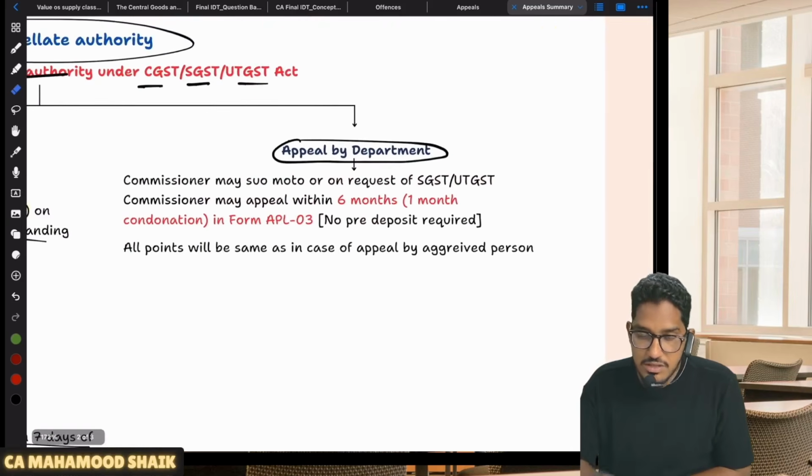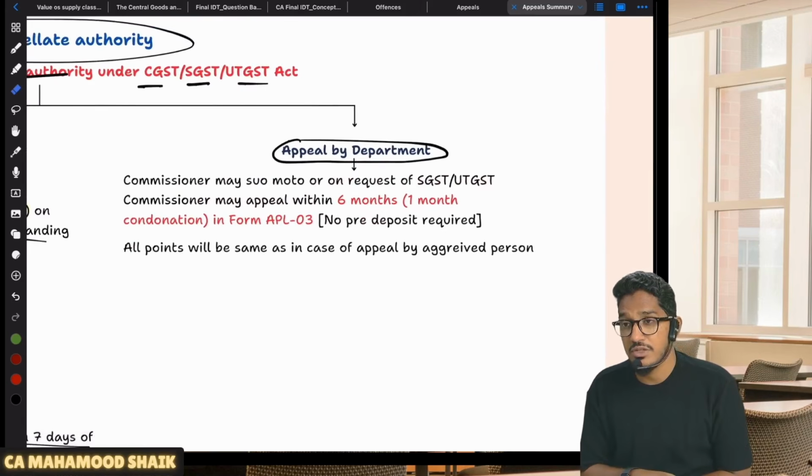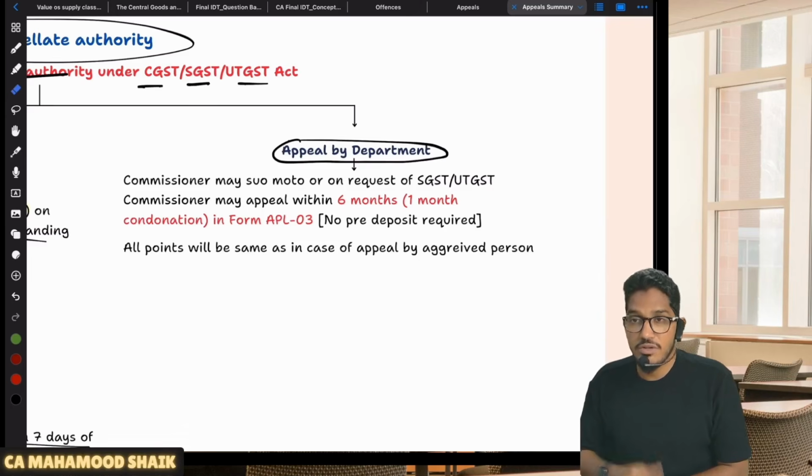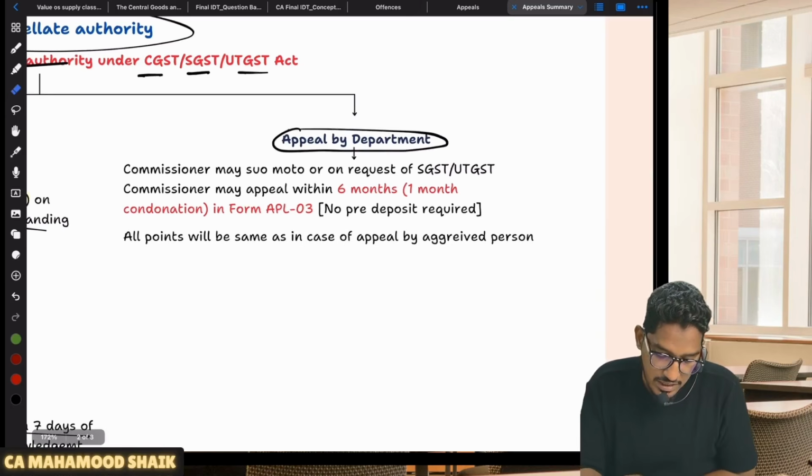Now the other person is also sitting there, the department. Sometimes you are happy with the order, but the higher officer is not happy. Then he can also refer your case and file an appeal against it. So now what will happen?